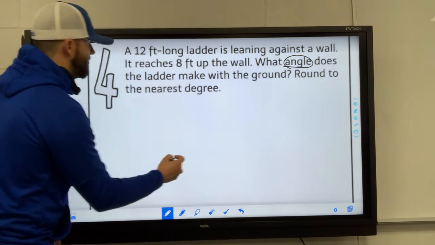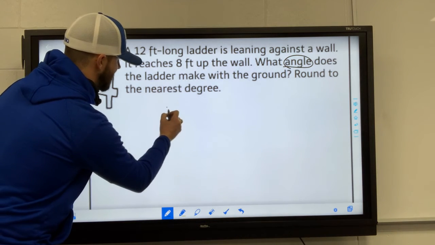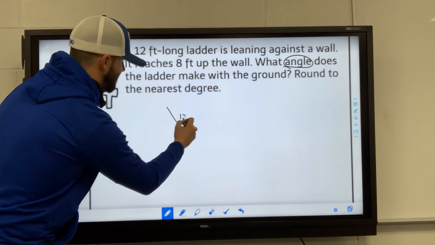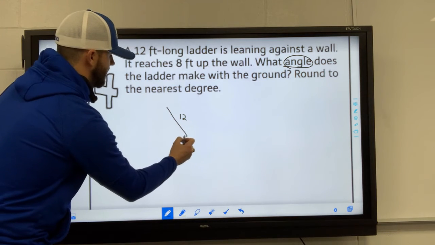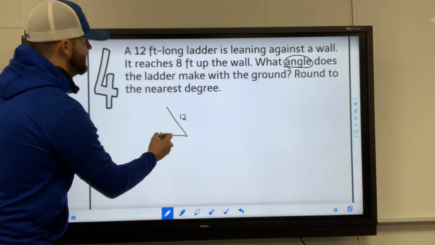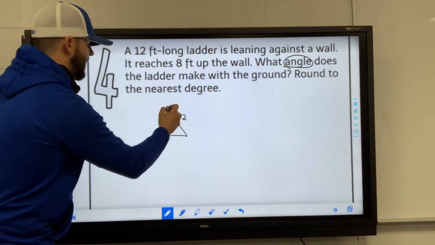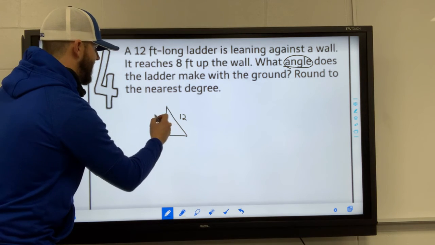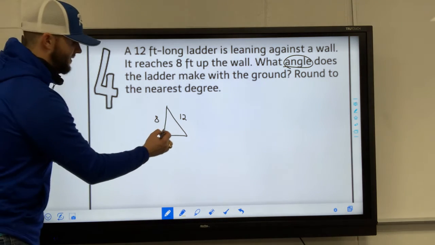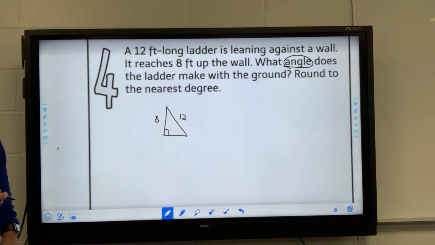So right now, let's go ahead and draw my picture. So right now I have a ladder. That's my ladder, which is 12 feet long. So I have from the bottom of the ladder to the building or the wall. And then the ladder goes up 8 feet up the wall. So right now, this is going to be the look of my triangle here, okay?